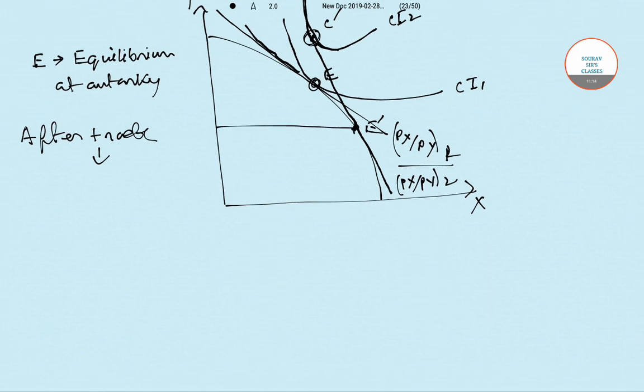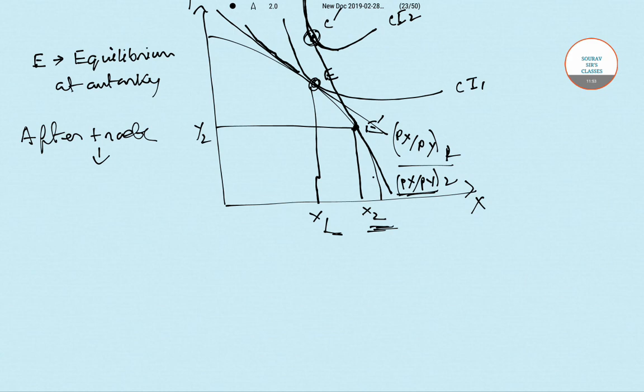So with this higher price, it is quite evident it will come to X2 instead of X1. So it was X1 first, now it has come to X2. So the production of X has increased due to the higher relative price. Now, the tangency between the international terms of trade and PPF is basically known as the point E dash.